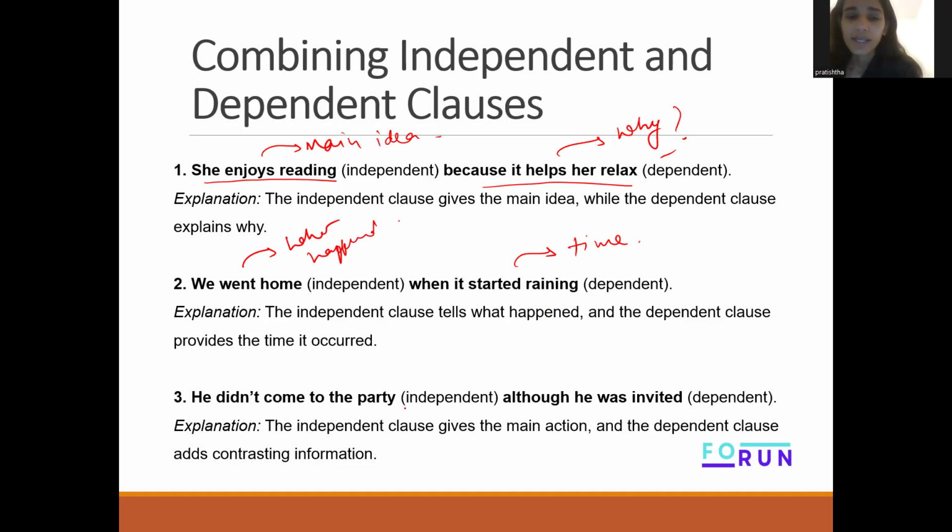He didn't come to the party, although he was invited. So this gives us the action, and this gives us the information. And this information is contrasting, contrasting means opposite, because we have used although. Although he was invited, some opposite action is going to happen, that he did not come. Although it was sunny, they did not attend the picnic, something like that. So although will always tell about contrasting ideas.